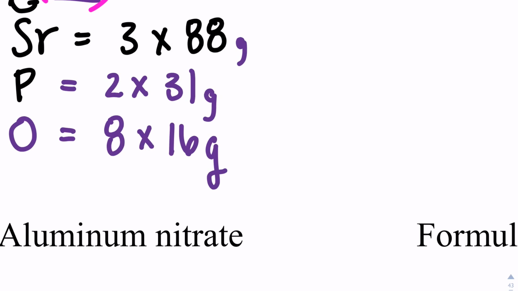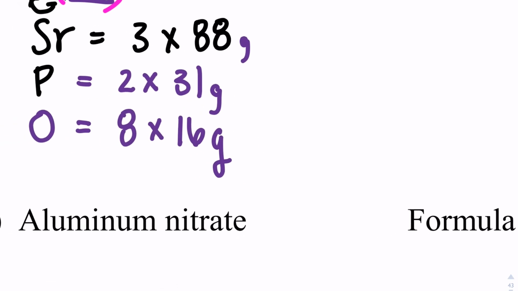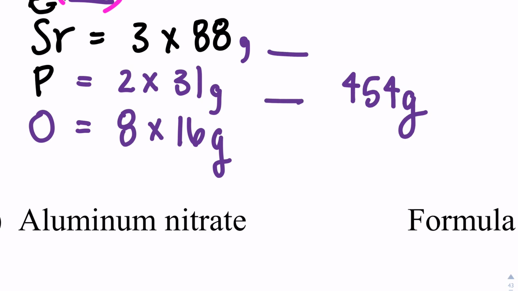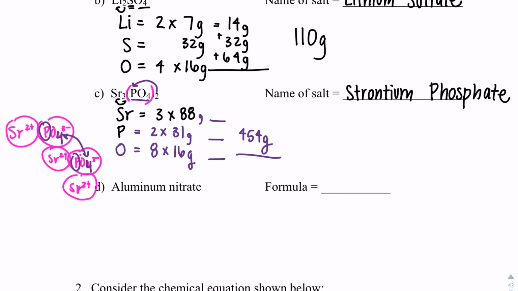Okay, so you should be able to do all this math and come up with a final molecular weight of 454 grams. Make sure you calculate. Do the multiplication, add them all together, should get 454. And that is how you calculate molar masses.